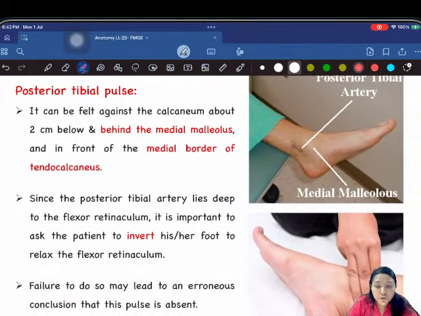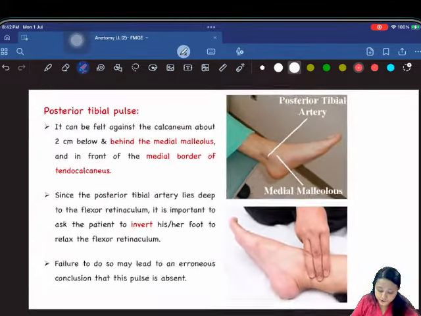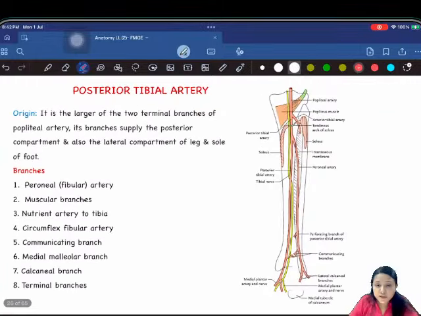Now this pulse, the posterior tibial artery pulse, before going into that, let us come to the posterior tibial artery. Now, from where does this posterior tibial artery arise? It is arising from the popliteal artery. It is the larger branch. They have two terminal branches. It is a larger branch from the popliteal artery, and it supplies the posterior compartment. हमने देखा था posterior compartment में दो artery थे, एक था posterior tibial artery, एक था peroneal artery. So the posterior tibial artery is the larger one.